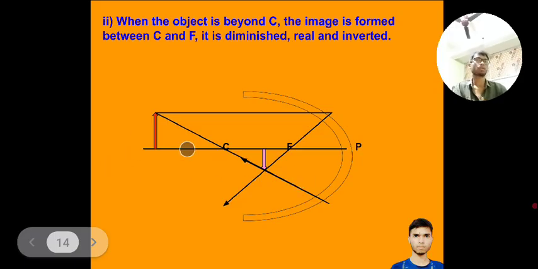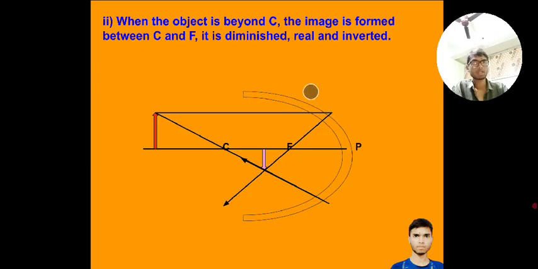So remember, if an object is beyond C, then the image would be between C and F. Wherever you see the intersection, at that intersection the image will appear. The image is formed between C and F. It is diminished, which means small, and real.